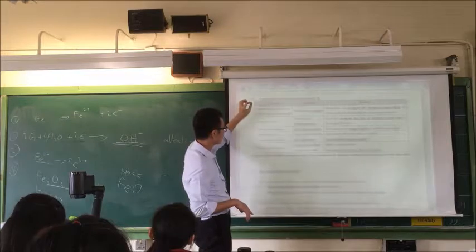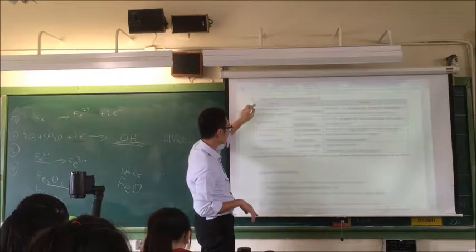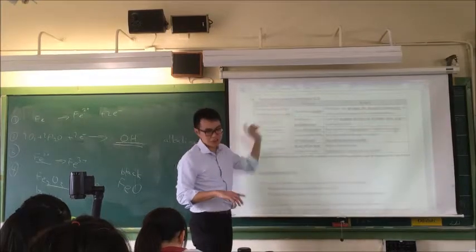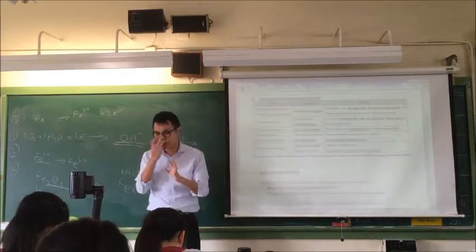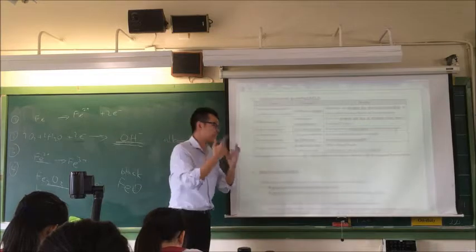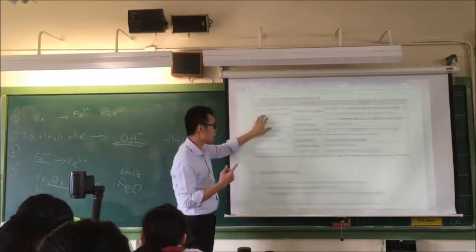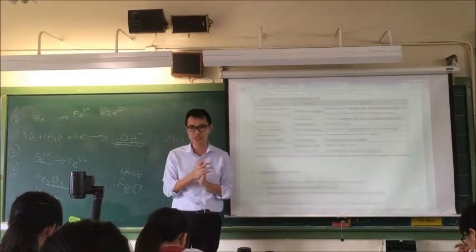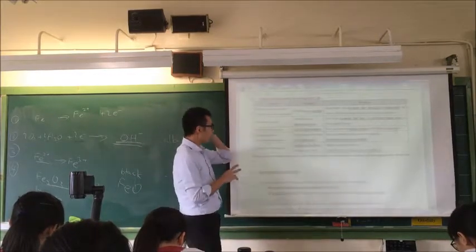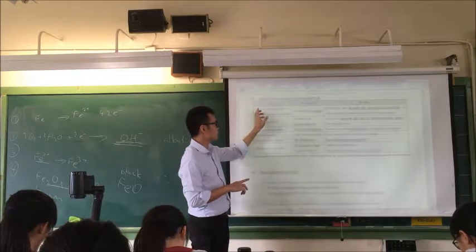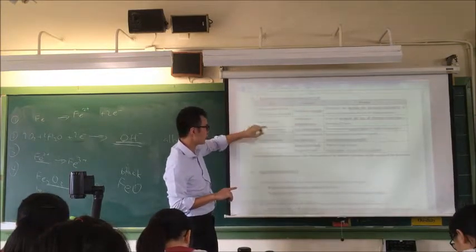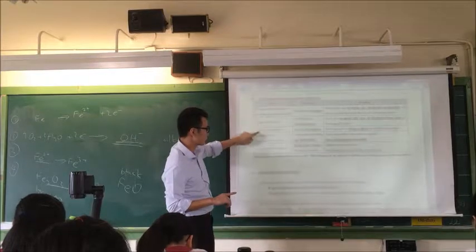Number one. This one. Presence of electrolyte. Okay. You haven't learned what is electrolyte, but you can say that it is just a soluble ionic compound. Okay, soluble ionic compound is electrolyte. So why? Maybe I will talk about this in the later part. I talk about this one first.